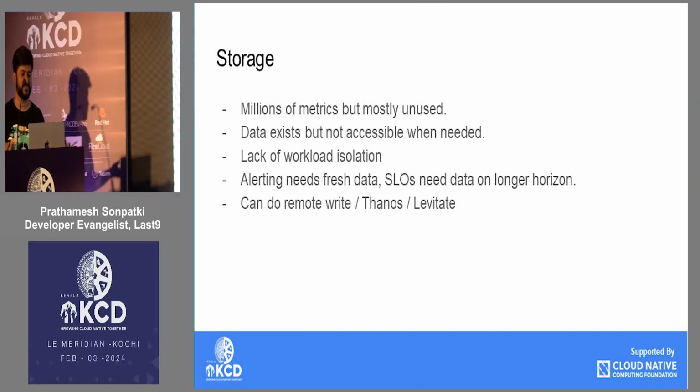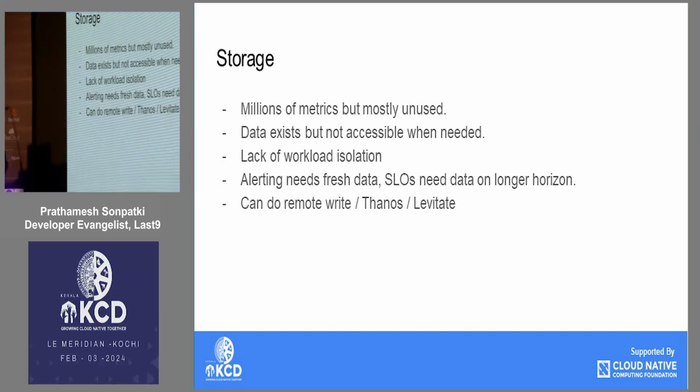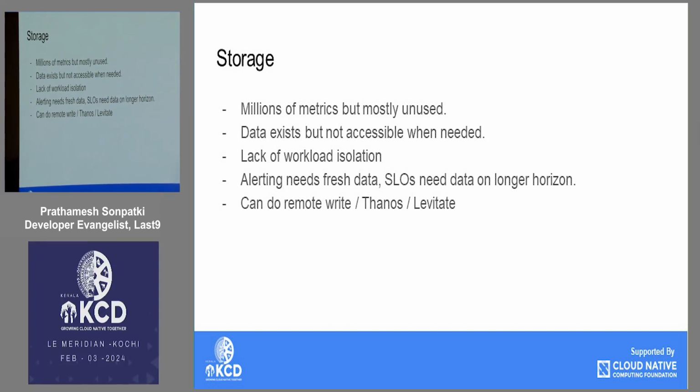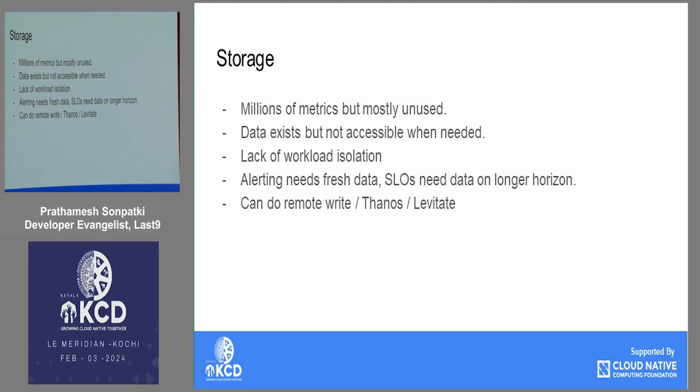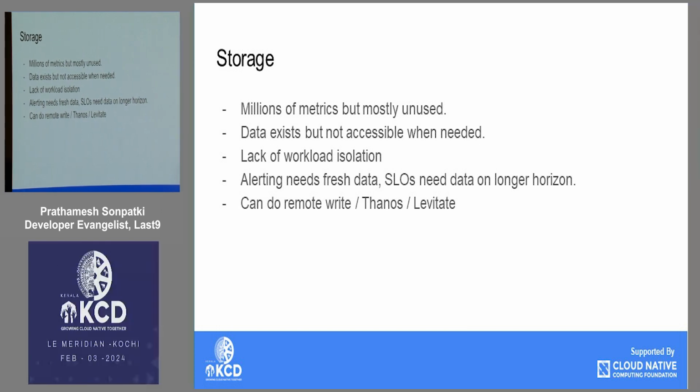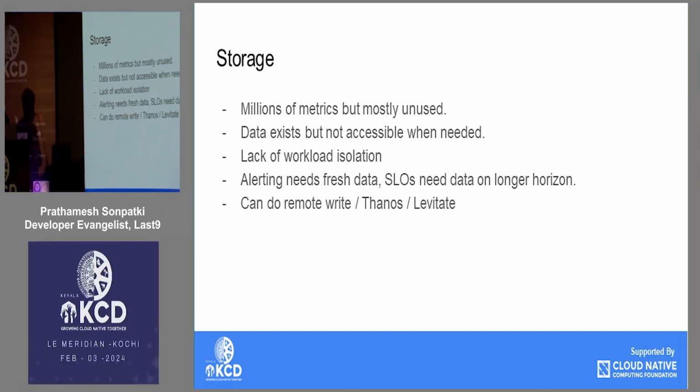On the storage layer, again the same challenge happens. Millions of metrics, mostly unused. Data exists, but is not accessible when you actually need it. This results primarily from lack of workload isolation, because you don't have a way to say that my alerting needs access to only fresh data, like 2 hours or 6 hours of data, but I don't have a way to segregate that because I have a single storage where all data is getting pumped. And that's where you run into a single point of failure for your storage.